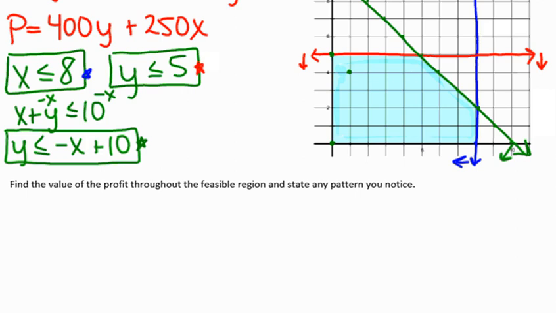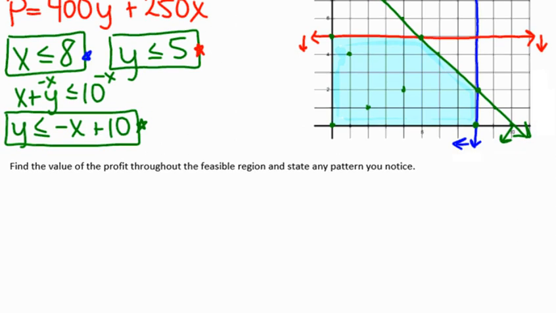1 and 4 there I circled, 2 and 1. Say 4 and 2. We're just picking a bunch of test points. 5 and 5, try that one. Maybe 8 and 0, or 8 and 2. Some corners here. So I've got lots to work with. So let's write those points out and find the value of the profit if those points were put into our objective function, sorry.